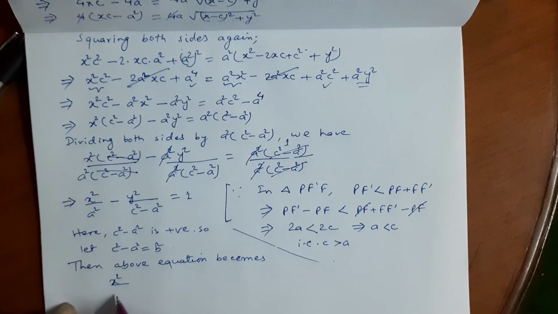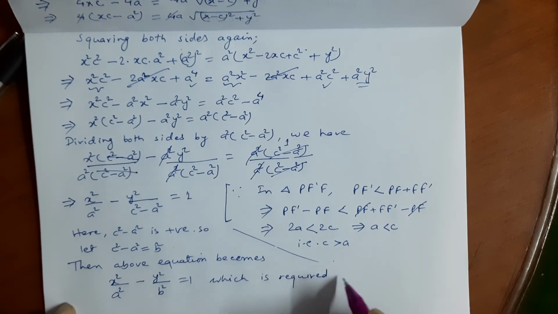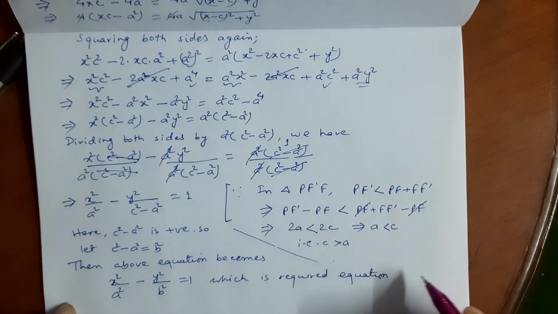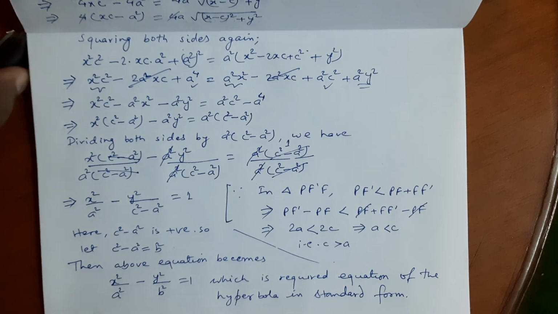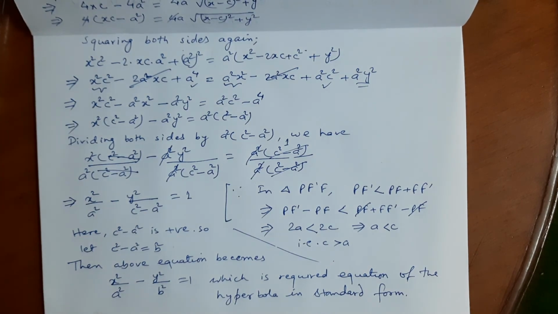x square over a square minus y square over b square equals to 1, which is the required equation of the hyperbola in standard form. In this way, we can get the equation of the hyperbola in standard form.